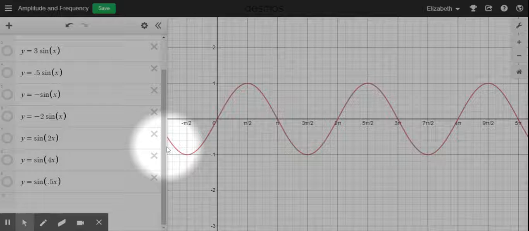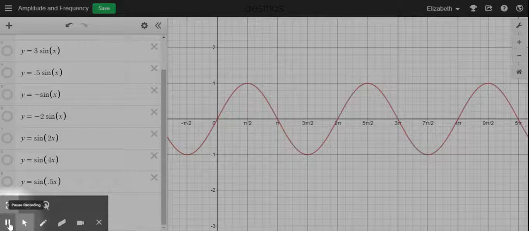Okay, let's look at changing something else. Let's look at what's called the frequency.